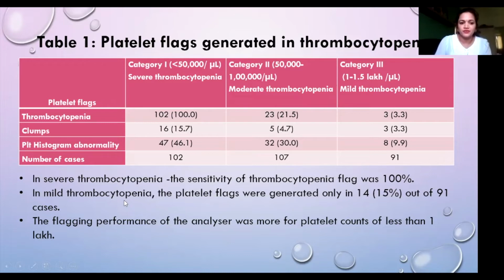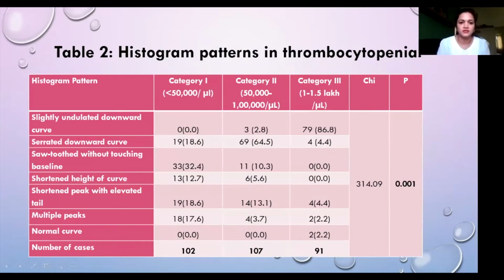Hence, we infer from this table that the flagging performance of the analyzer was better whenever the platelet counts were less than 1 lakh. So in the category of mild thrombocytopenia, flagging performance was less compared to the cases with moderate and severe thrombocytopenia. Now we will move on to the histogram patterns in thrombocytopenia.